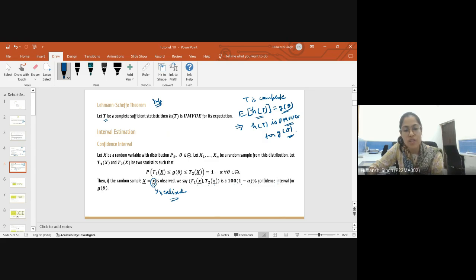So if the probability of g theta lying between T1(X) and T2(X) is 1 minus alpha, then we'll say that the probability that g theta will lie in this interval is 100 times (1 minus alpha) percent. Or we can say that the probability for this occurrence is 1 minus alpha. So we'll say that this is a confidence interval with 100 times (1 minus alpha) percent. Okay, so this way we'll find the confidence interval.